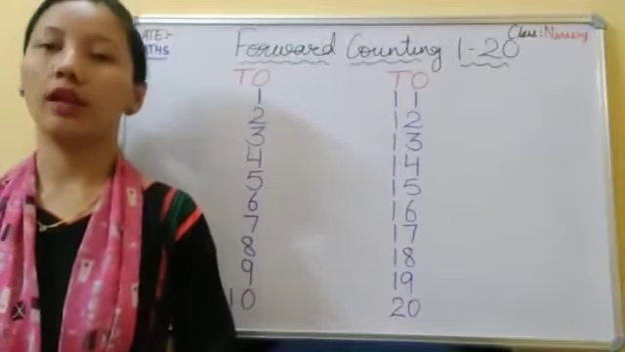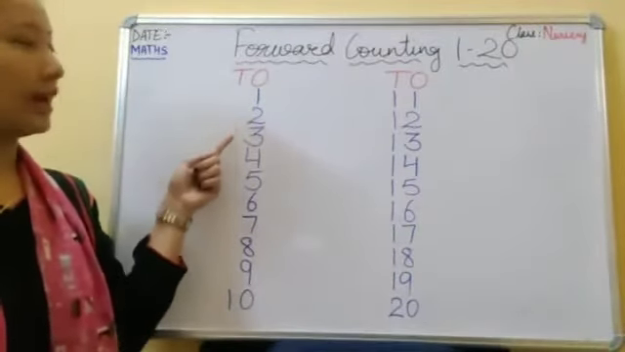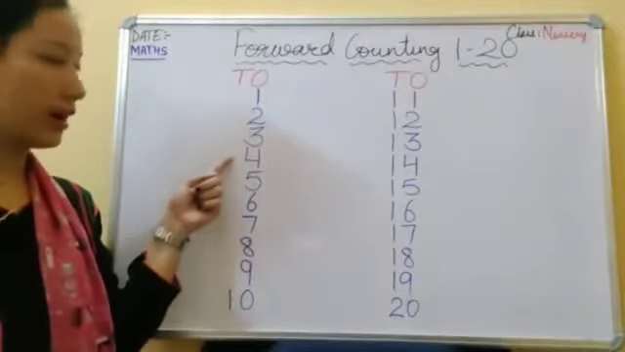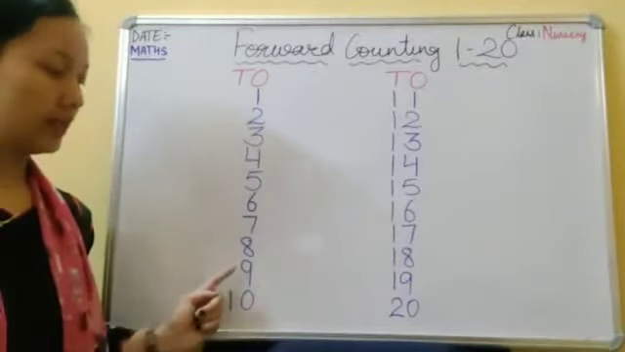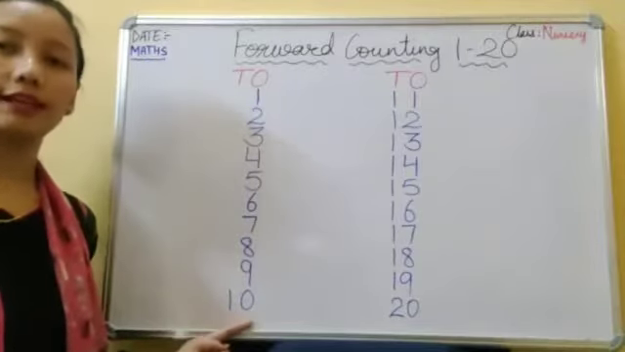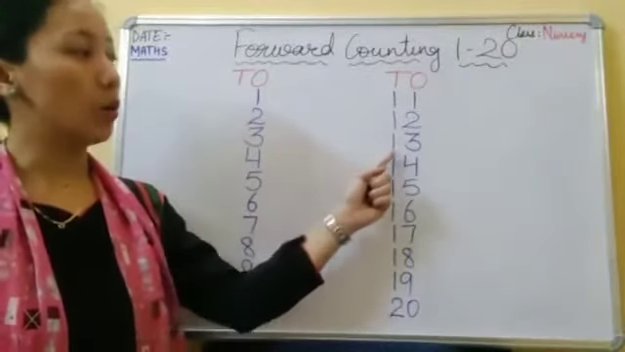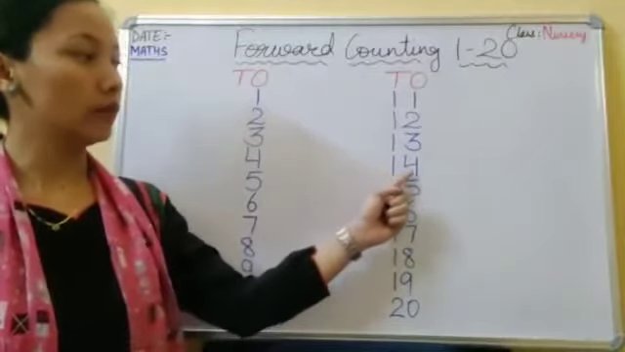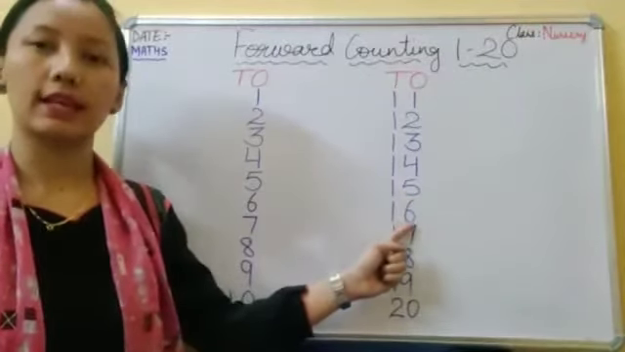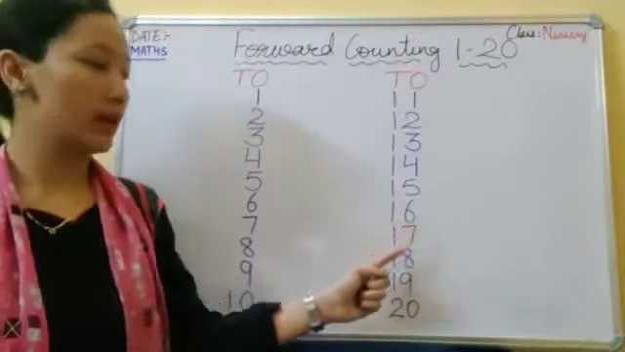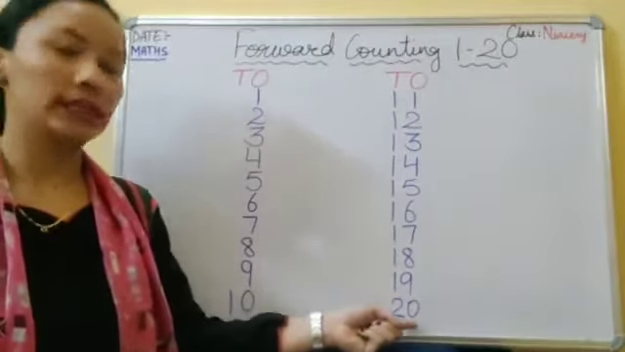And you have to repeat after me. Okay? Say 1, 2, 3, 4, 5, 6, 7, 8, 9, 10. 11, 12, 13, 14, 15, 16, 17, 18, 19, 20.